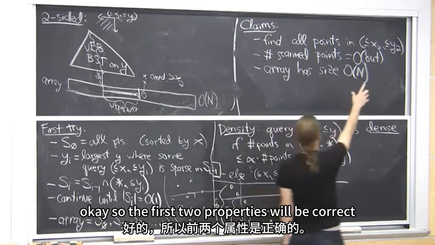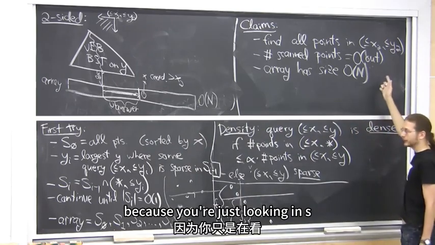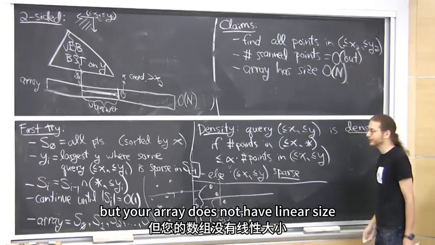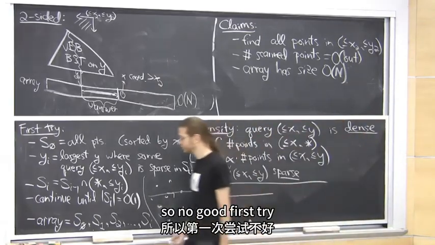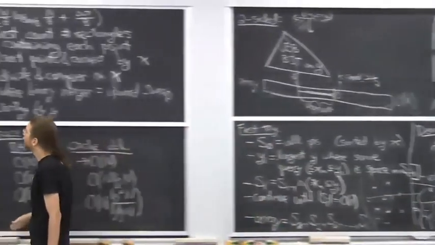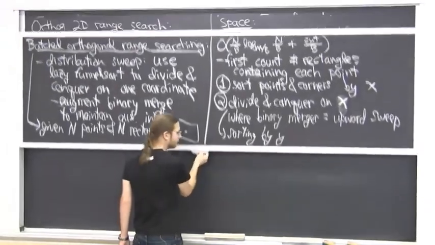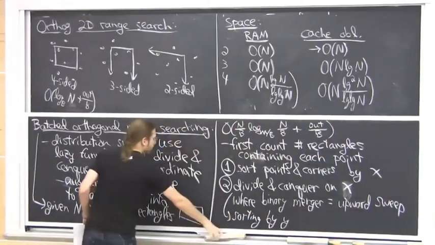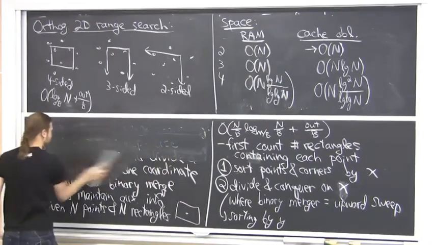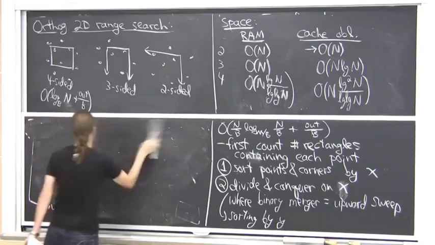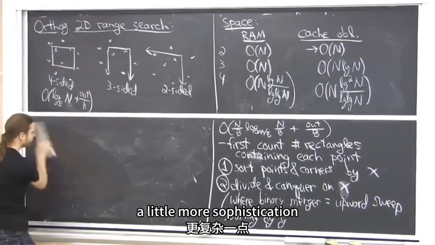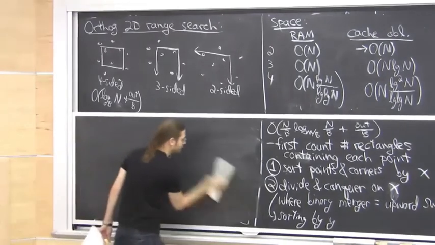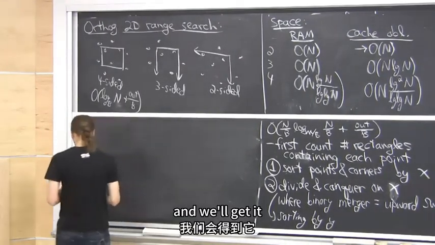Okay, so the first two properties will be correct, because you're just looking in S0 or S1 or whatever. Everything looks fine, but your array does not have linear size. So, no good. First try failed. Second time's a charm. We need a little more sophistication in how we do this partitioning, how we build our array, and we'll get it.